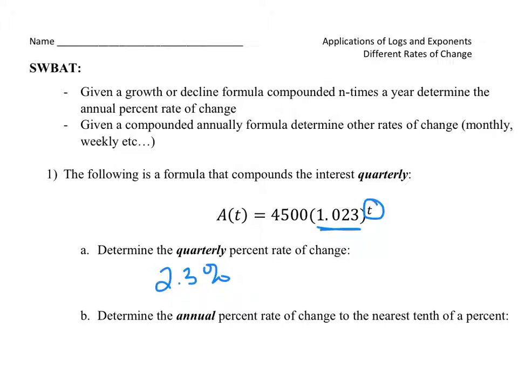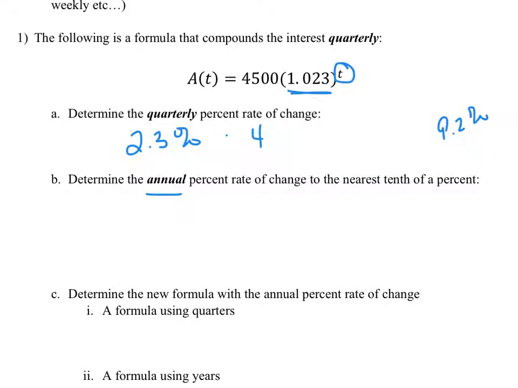Now, we know a quarter is a quarter of a year. So if we're going to determine the annual percent rate of change, if you think about this linearly, this is not linear, this is exponential. But if you think about it linearly, if I had multiplied that by 4, that would give me approximately 9.2%. Now, this is not a linear equation, so we can't do that. But you get the idea. We're not changing how we're compounding. We just want to know, okay, in a year, how much am I going to have, kind of thing.